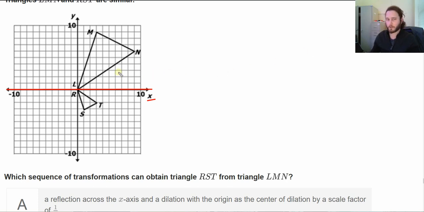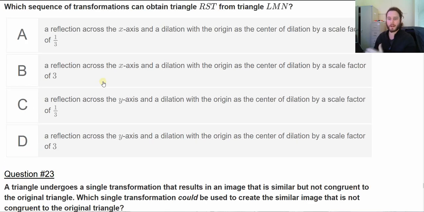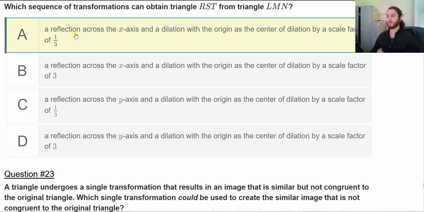Just to help you out on a future problem, a scale factor of 1/3 means they are taking the coordinates of this letter N and they are multiplying the x and y coordinate by 1/3. That's what a scale factor does, it's multiplying the coordinates by whatever that number is. So reflect across the x and then scale factor of 1/3.